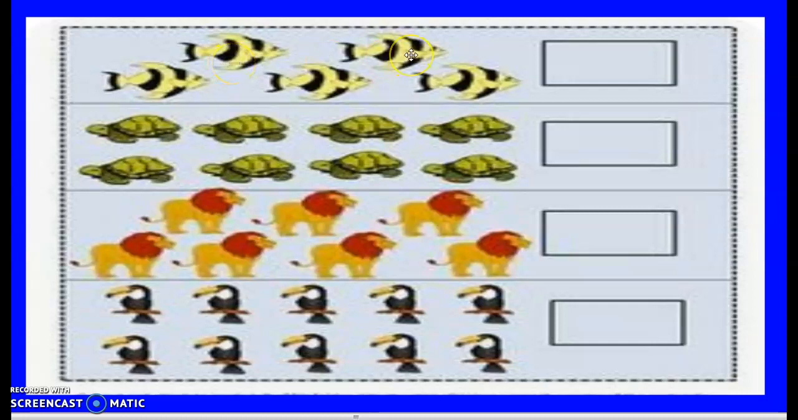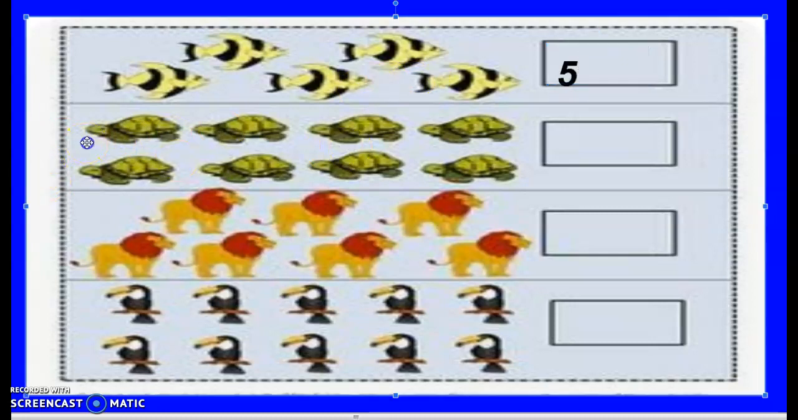1, 2, 3, 4, 5. So how many fishes are there? 5. So what will we write in the box? What are we going to write in the box? 4? We will write 4, children? No. What will we write? How many have we counted? Again count. 1, 2, 3, 4, 5. So what will we write in the box? We will write number 5.